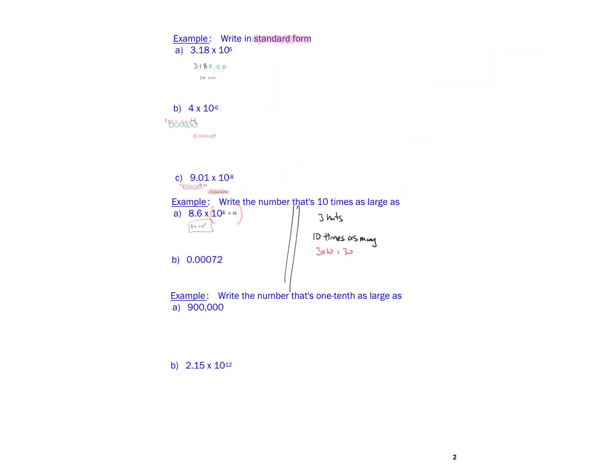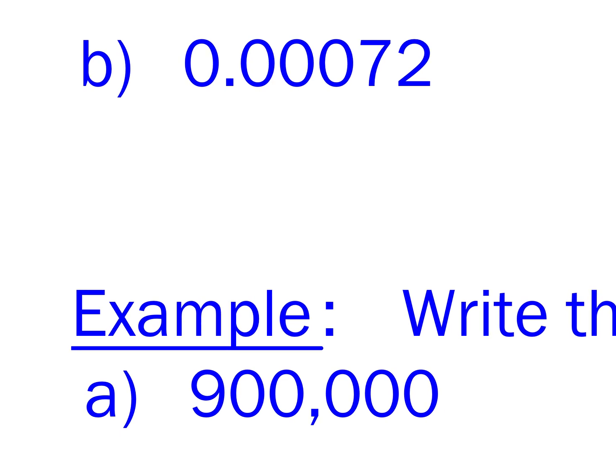Now, what about if the number's not in scientific notation? What about if the number looks like this in standard form? 0.00072. Well, just a moment ago, I told you that I really adore math because lots of things connect. We did a lesson in the decimals unit on multiplying by powers of 10. So if you multiply by 10, how do we move the decimal? To the left, to the right, and by how much?